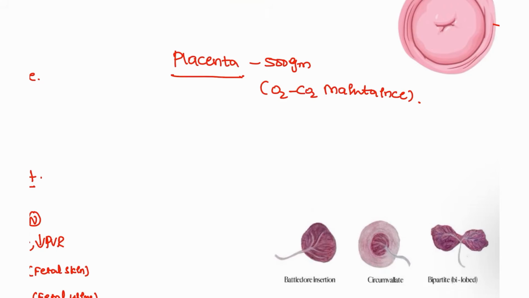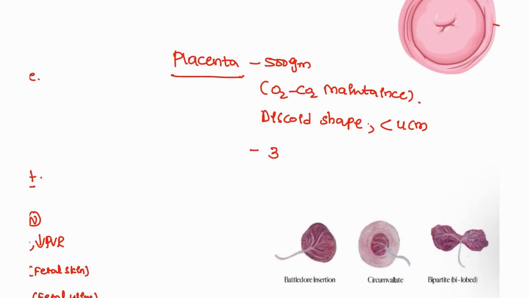Okay, and how is it going to be shaped? What is the shape? Discoid shape. The placenta is discoid in shape, and most likely the placenta is less than 4 centimeters thick. If it is more than 4 centimeters, then you will call this placentomegaly.